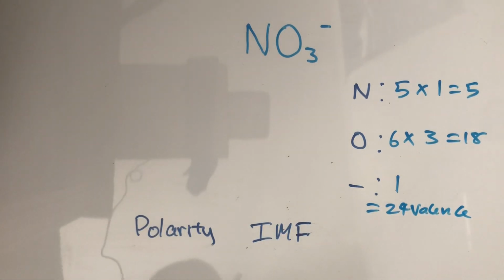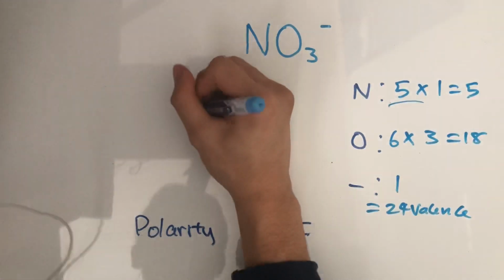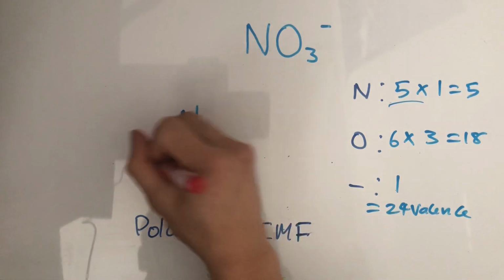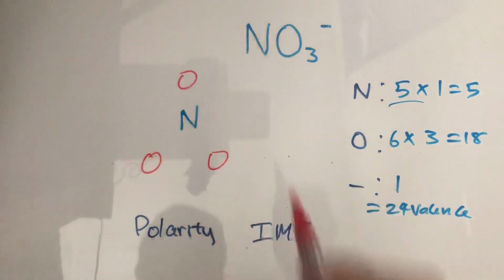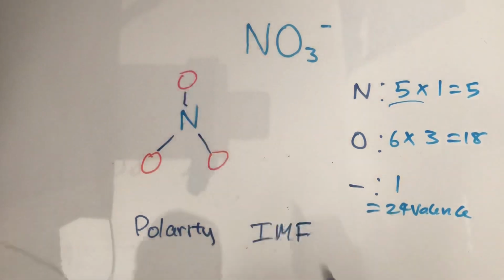Now, to determine the central atom, we look at the atom with the least number of valence electrons, nitrogen in this scenario, and we draw that in the middle. And then we take our oxygen and we draw 3 of these around our nitrogen. And then we draw in some bond pairs, and each bond pair is worth 2 valence electrons.